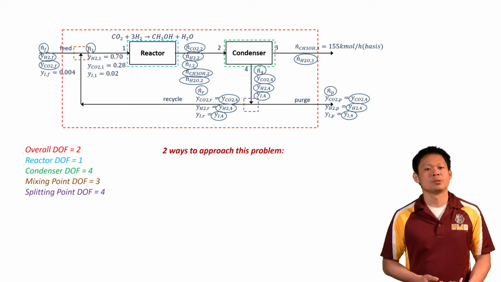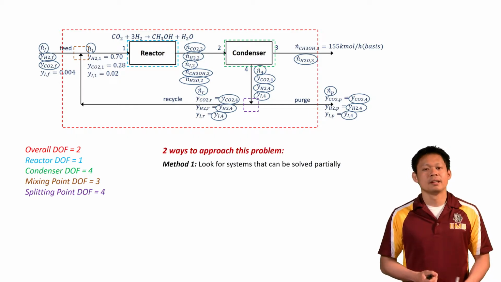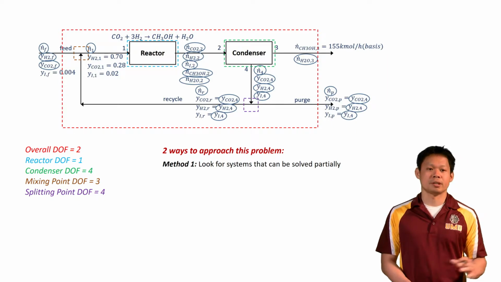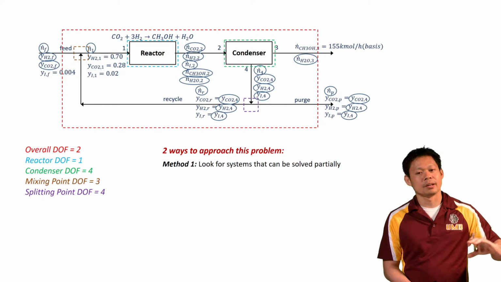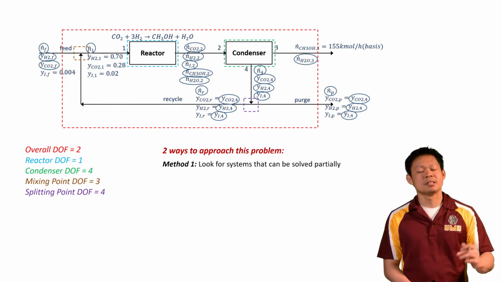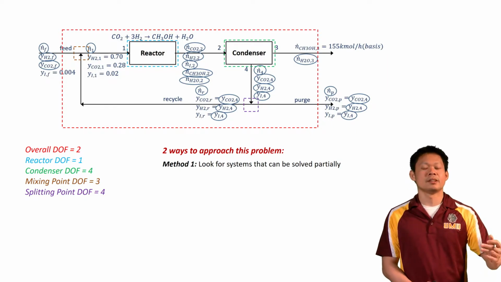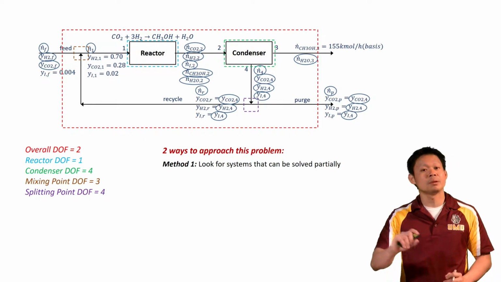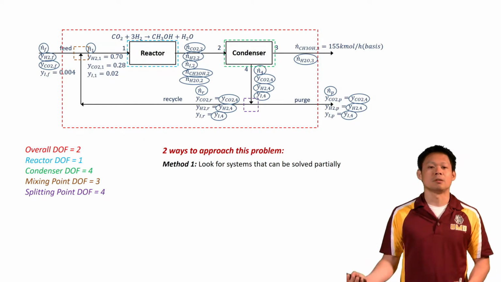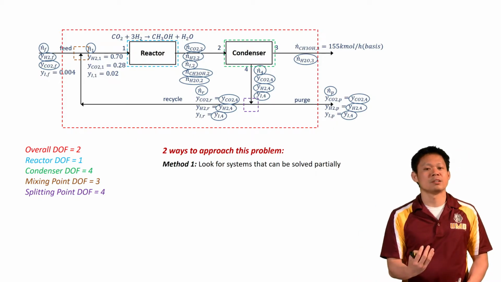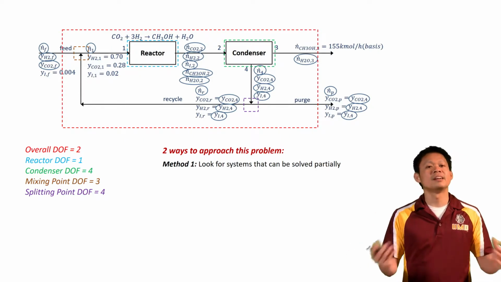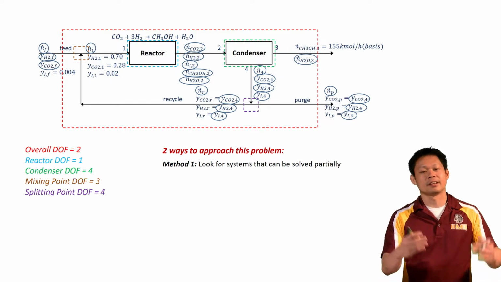So there are 2 methods we can use. The first way is to look for a system that we can solve partially. Remember that a degree of freedom that is non-zero does not mean that you cannot solve for anything within that system. It just means that you cannot solve for everything that is unknown within that system. You might be able to solve for 1 or 2 of them, just not all of them. So is there a system where we can solve for 1 or 2 of those unknowns? By solving just 1 or 2 of those unknowns, it drops an adjacent system to 0, and then we can start from there, solve everything there, and then move on from there.